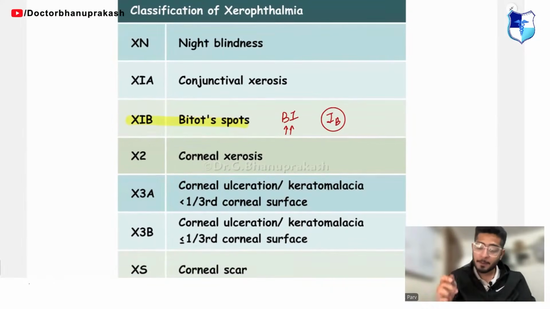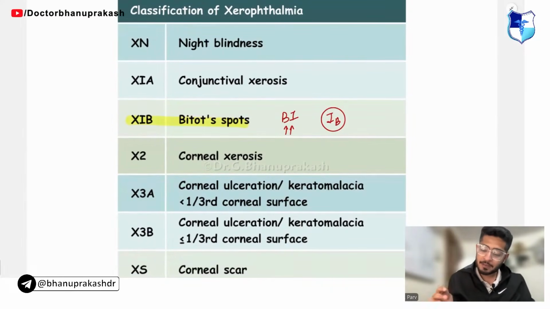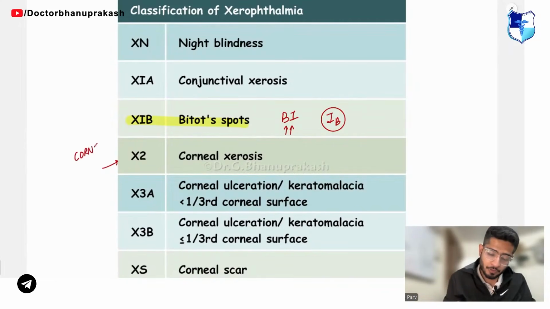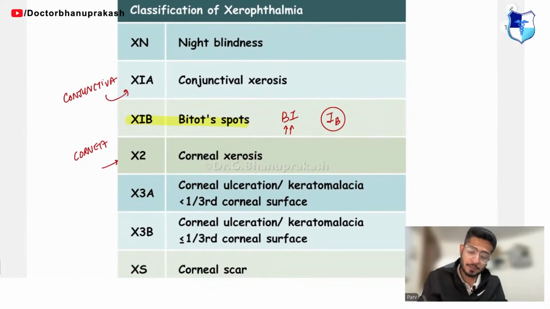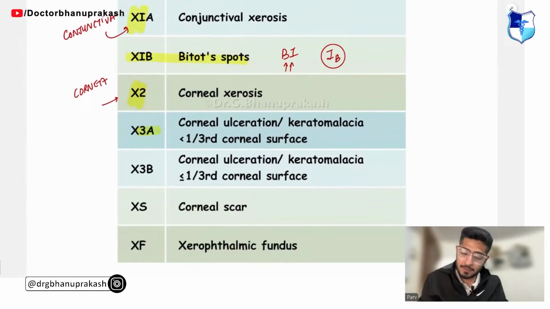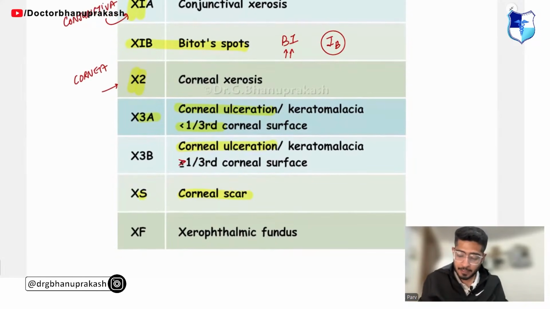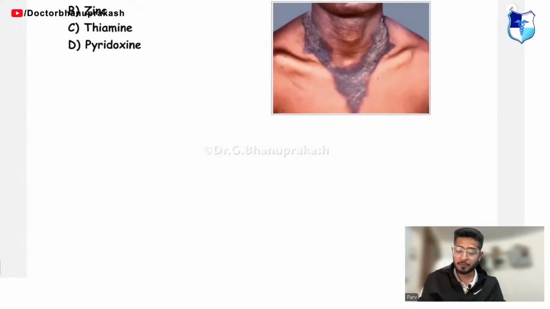Other things you can remember. But one thing, please remember, conjunctiva is going to come before the cornea. Okay, so X2 is going to be cornea, whereas conjunctiva is going to be X1A. So X1A is going to be conjunctiva, X2 is going to be cornea, X3A is going to be corneal ulceration less than 1/3 corneal surface, X3B is going to be more than 1/3 corneal surface, XS for scarring, XF for fundus, xerophthalmia showing the fundus.